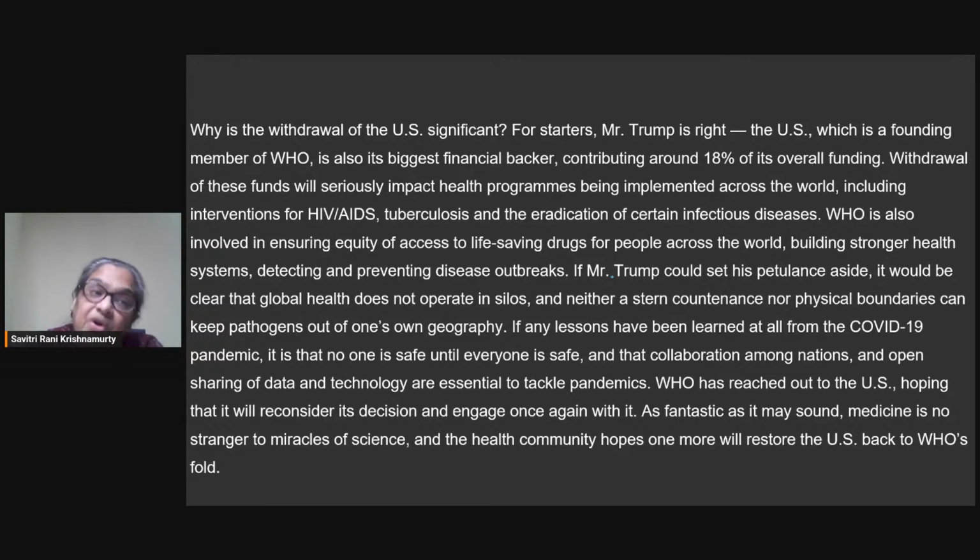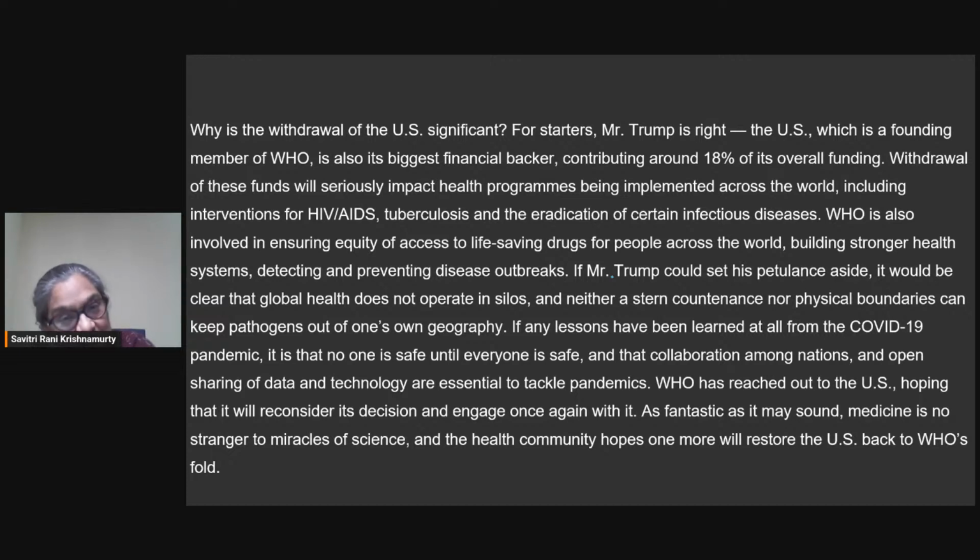The US, which is a founding member of the WHO, is also its biggest financial banker, contributing around 18% of its overall funding. Withdrawal of these funds will seriously impact health programs being implemented across the world, including interventions for HIV, AIDS, tuberculosis, and eradication of certain infectious diseases. The WHO is also involved in ensuring equity of access to life saving drugs for people across the world, building stronger health systems, detecting and preventing disease outbreaks.